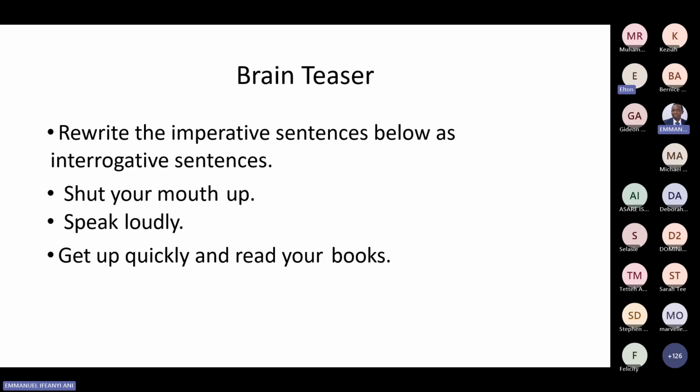Will you shut your mouth? Yeah, will you shut your mouth up? Remember to add the up. So if you are converting, you must take note of all the words that were used.